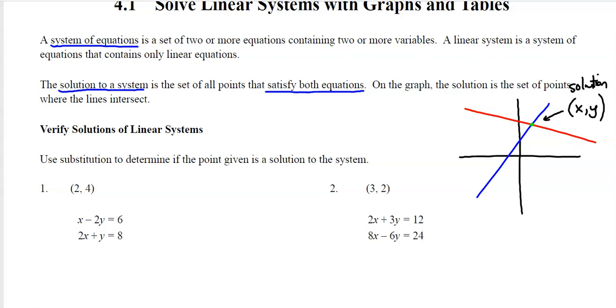Now, there's some weird things that can happen that we'll talk about on the back side, and you might be able to visualize it, but if I graph two lines, they don't always cross at one point. Could they cross at 2 points?